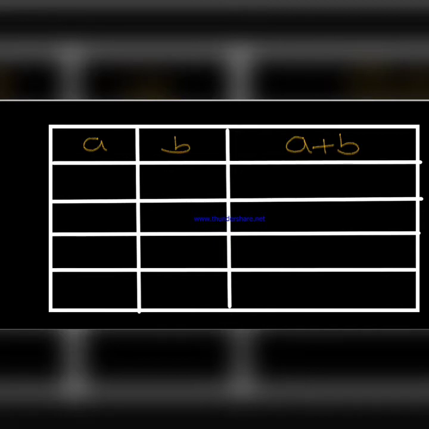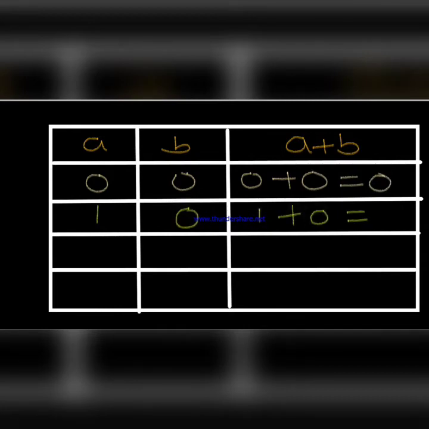So, if A is 0 and B is 0, the answer will be 0. Second is, if A is 1 and B is 0, then the answer will be 1. Third is, if A is 0 and B is 1, the answer will be 1. The last is, if A is 1 and B is 1.